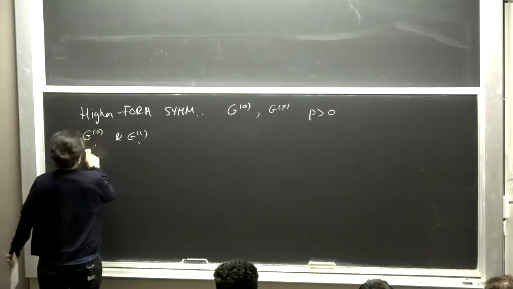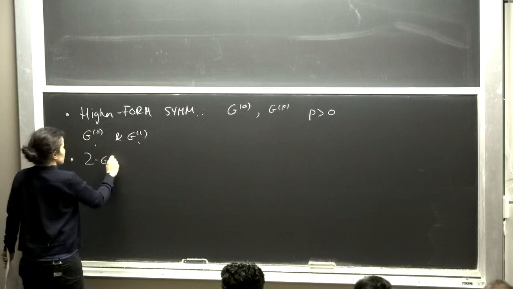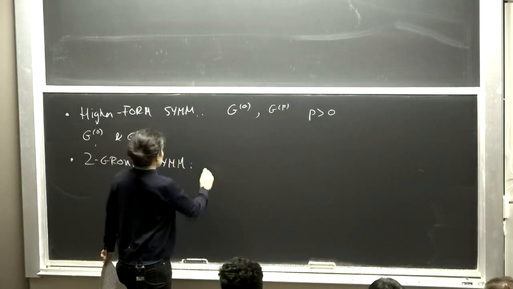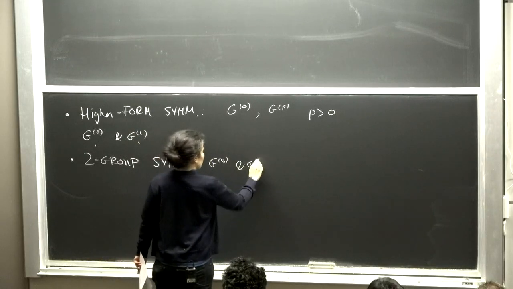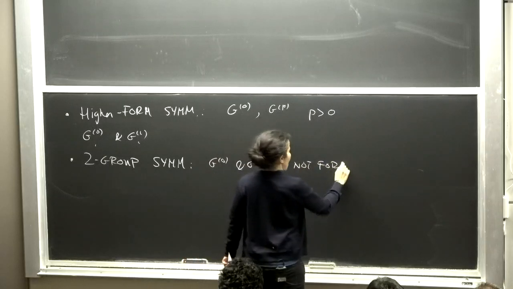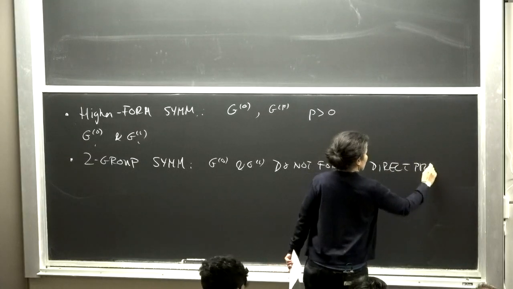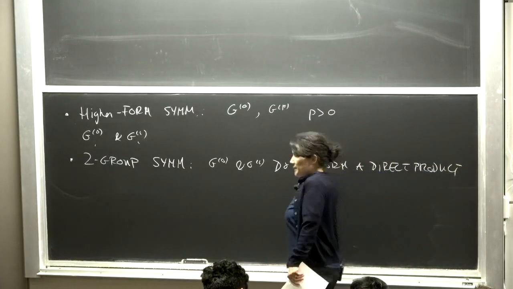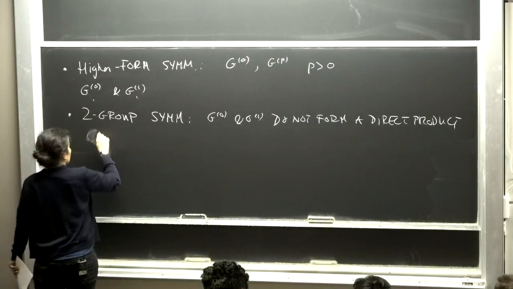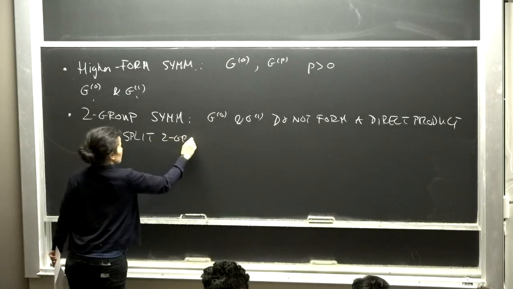So what a 2 group is, so this is just of higher form symmetries, a higher group or a 2 group, is when G0 and G1 do not form a direct product. And the first example we looked at was, so the first type was these split 2 groups.